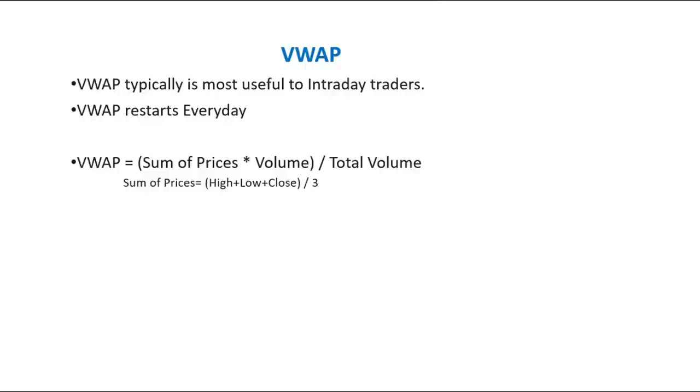VWAP is most useful for intraday traders. VWAP restarts every day. The calculation for getting the VWAP is the sum of price multiplied by volume, divided by the total volume. Now, how do we get the price? The price equals the high plus low plus close of the candle, divided by 3. This is the default calculation we can see in the VWAP indicator. But if you want to change the settings, you can always change them according to your strategy. But here we are going to use the default settings.